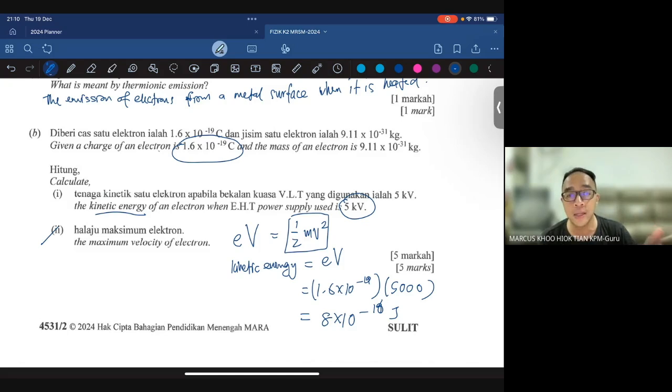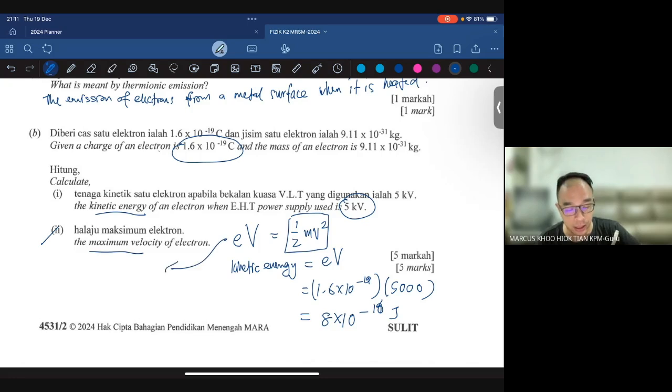It tests lah. Dia sebenarnya menguji kamu, do you remember that the kinetic energy equals the electrical potential energy? Okay, in other words, to keep it short, kalau dia suruh kamu kira kinetic energy, just calculate EV. You're good to go. Then you can calculate the maximum velocity because EV equals half mv squared.